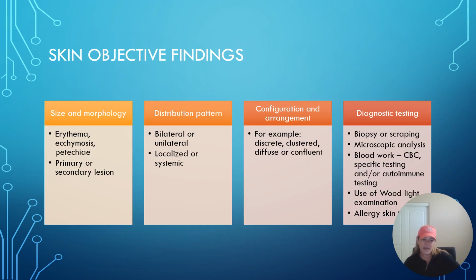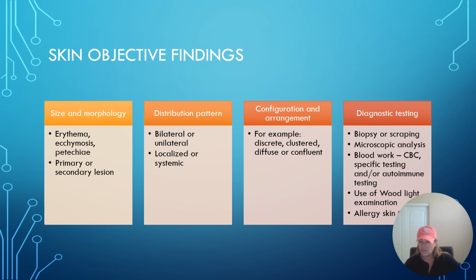Rickettsial findings: size and morphology depends. So erythema, ecchymosis, petechiae are there. It could be a primary or secondary lesion. The pattern is usually either bilateral or unilateral, so it could be either one, local or systemic pattern. They can be discrete or clustered, diffuse or confluent, so basically anything of what you're looking at.